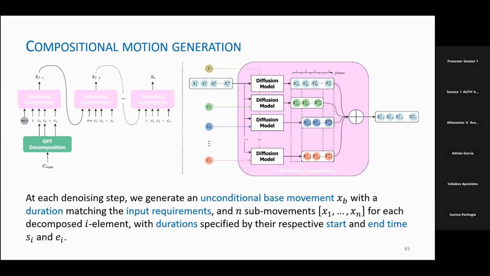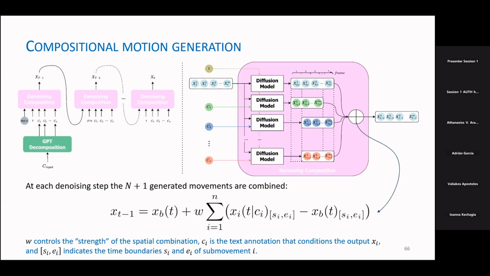So the input is the composition provided by the GPT. And here you can see the generation of the different sub-movement, the movement that have been generated according to the composition of the GPT, and then that idea of combining together this simple movement using the equation that I just introduced. That is also reported here.